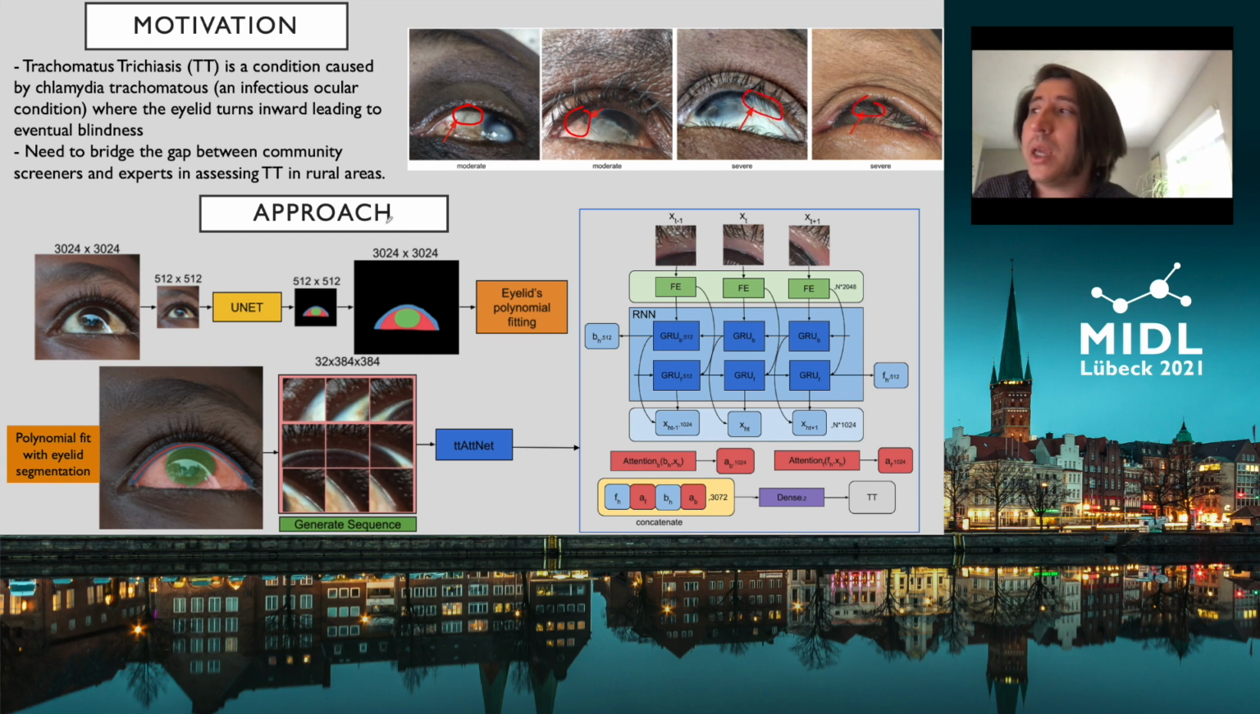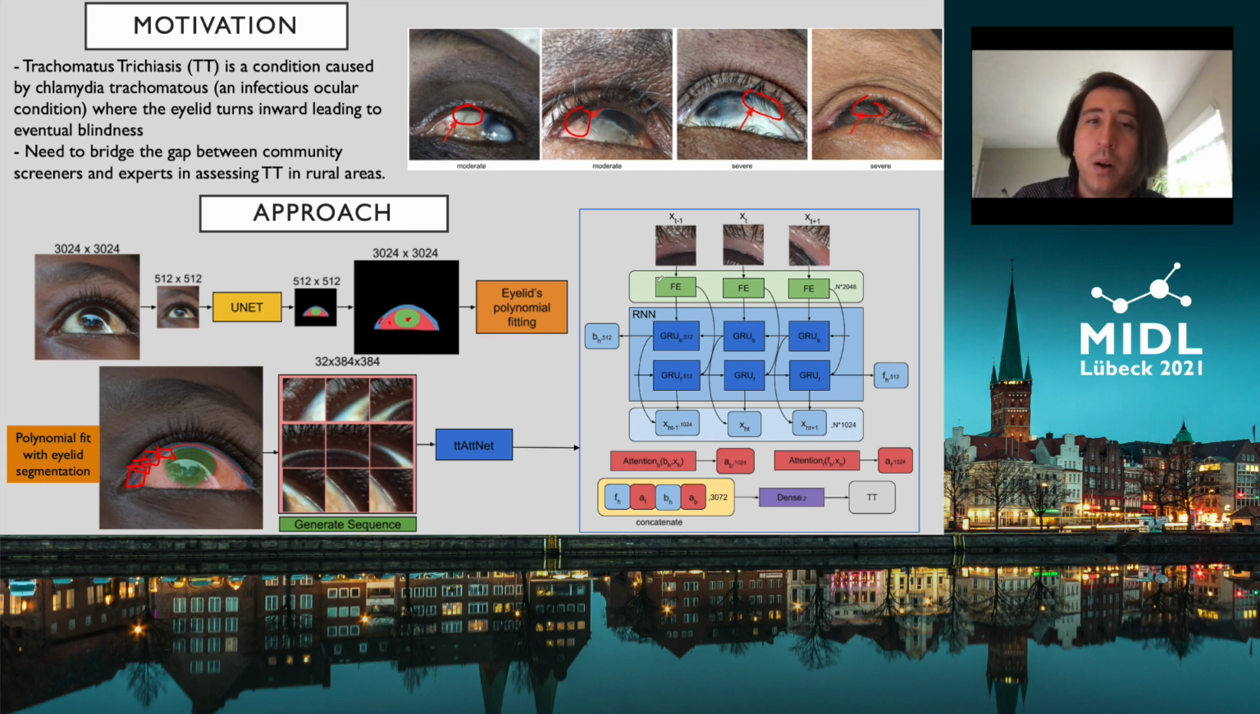In the approach that we propose here, we're going to take these images and identify our region of interest with a UNet segmentation network. We segment the upper eyelid, the sclera, and the cornea. Our region of interest will be the upper eyelid, where we fit a smooth polynomial curve and then extract crops around this line. And we generate this image sequence that we then analyze via our gated recurrent unit module.